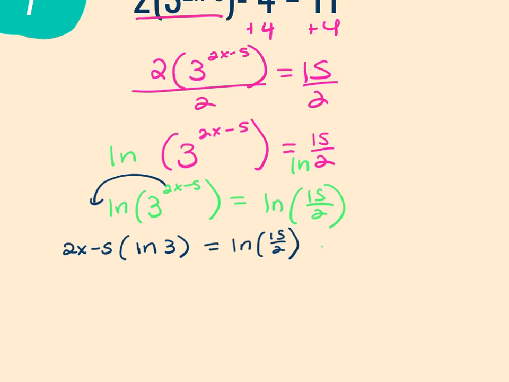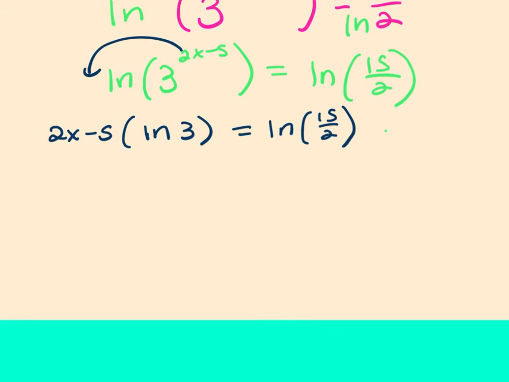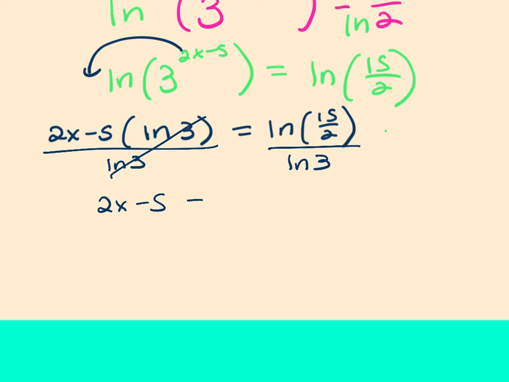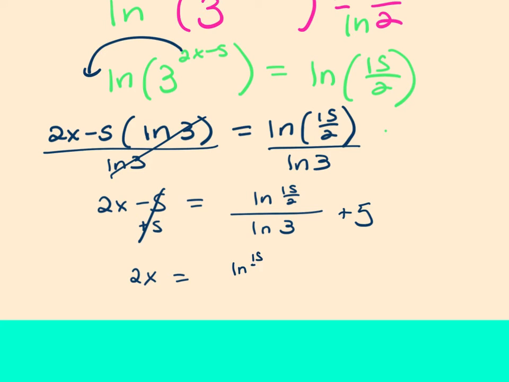Now what? Divide by ln of 3. 2x minus 5 equals ln of 15 over 2 over ln of 3. Then what? Add 5. Yeah, it gets messy real fast. So I get 2x. I'm going to leave this whole thing just the way that it is so that we could see what's happening.